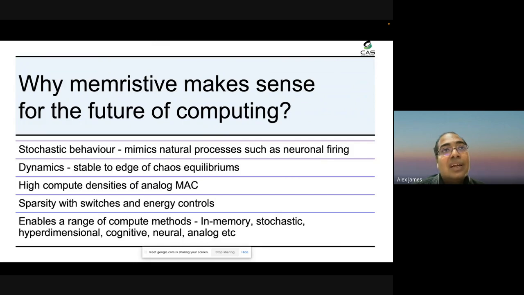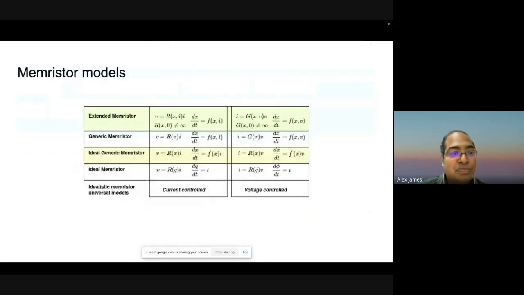Then in special arrangements, like a crossbar arrangement and others, you could actually build analog MACs. And these are again very important things for applications that you could see. Another aspect that you would see is that it can enable a wide range of compute methods, like in-memory, stochastic, hyperdimensional, cognitive, neural, analog, etc. And some of the good concepts of sparsity and other things can be incorporated into the architecture.